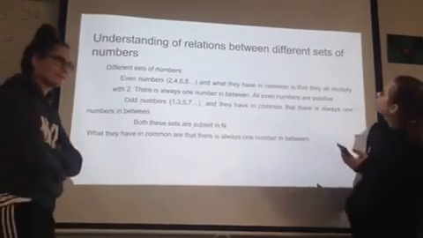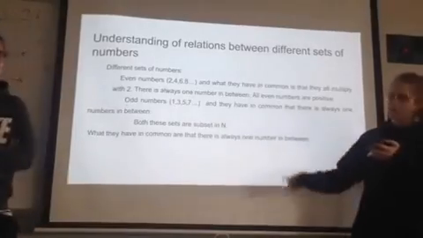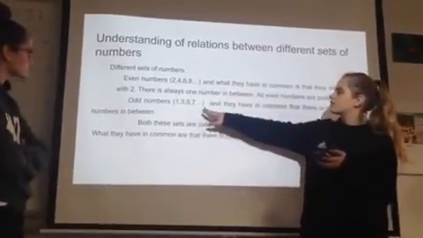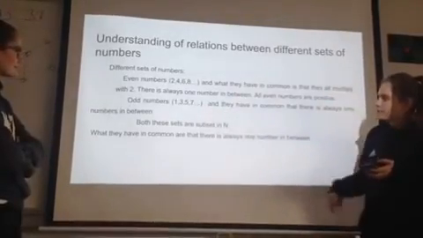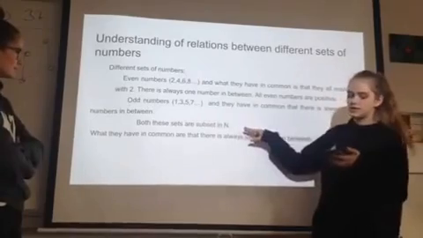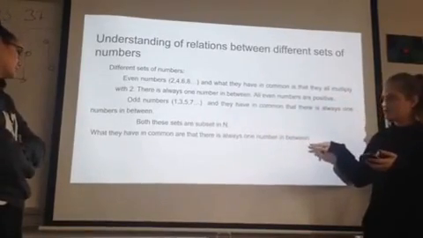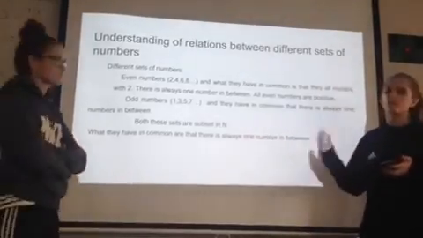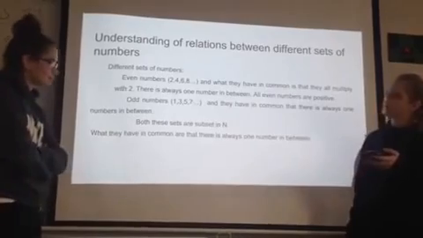Different sets of numbers. Even numbers are 2, 4, 6, 8. Odd numbers are 1, 3, 5, 7. Both these sets are subsets in N. There is always one number in between the even numbers and the odd numbers.